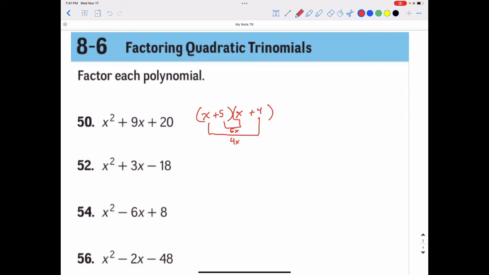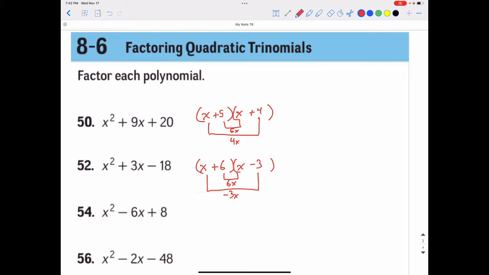x squared plus 3x minus 18. I cannot distributive property that. So we'll go to two sets of parentheses. x squared gets split as x and x. Factors of negative 18 that add up to 3 would be positive 6 times negative 3. That multiplies to be negative 18. But that gives me inside terms of 6x and outside terms of negative 3x, which does add up to the middle term of 3x.